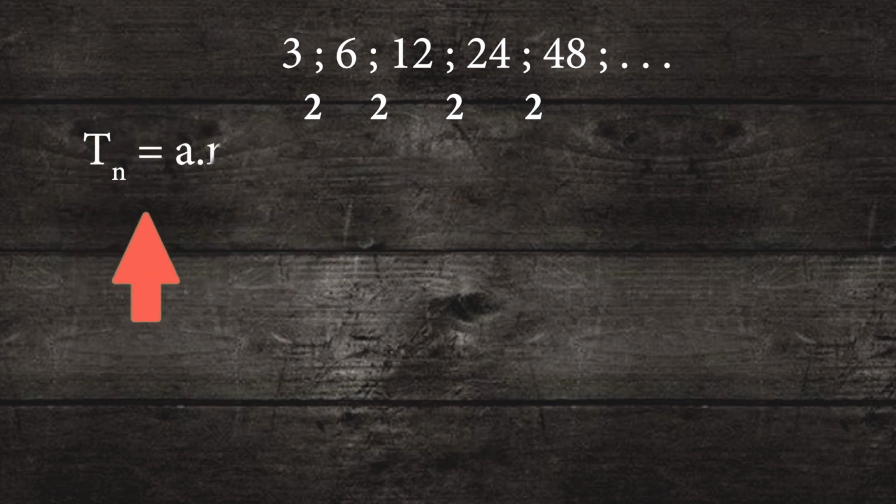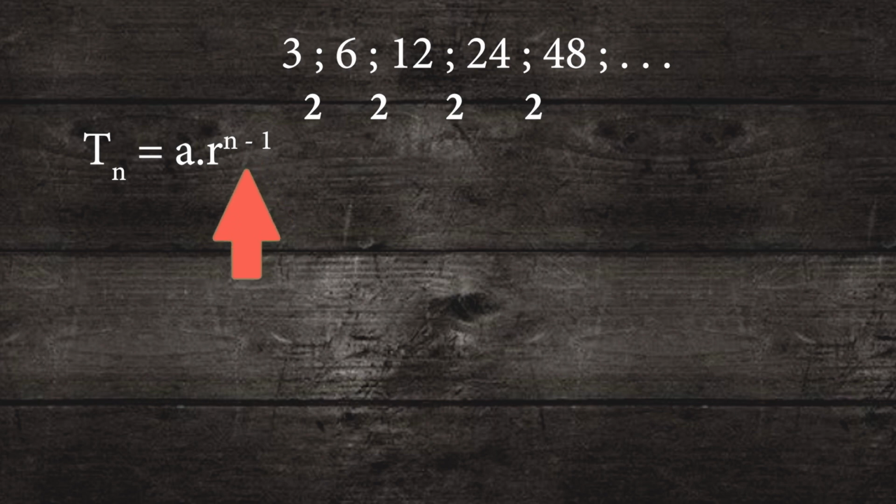Now we are given the following geometric series. Because we know it is a geometric series, we know that it has a common ratio. So 6 divided by 3 is 2, 12 divided by 6 is 2, 24 divided by 12 is 2, and so on. So a geometric series has a common ratio. Now we simply write down our general formula, which is the term in the nth position is equal to a times r to the power of n minus 1.